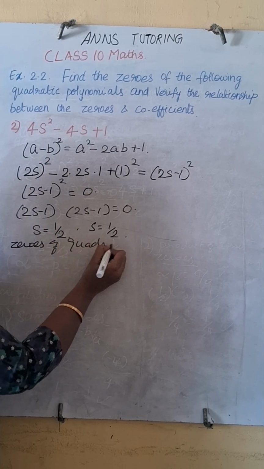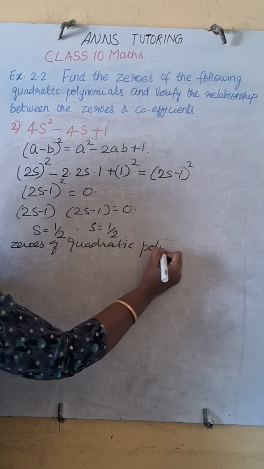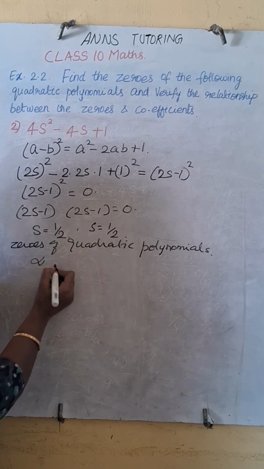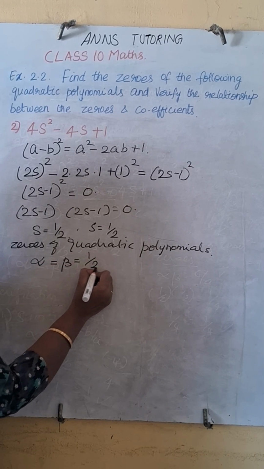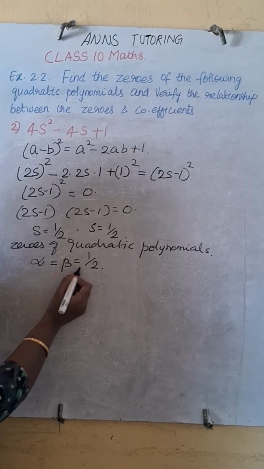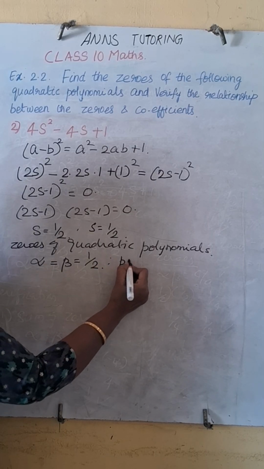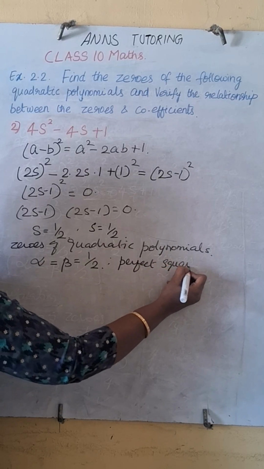So these are the zeros of the quadratic polynomial. Alpha is equal to beta is equal to 1 by 2. Alpha and beta are the same values, so it is a perfect square polynomial.